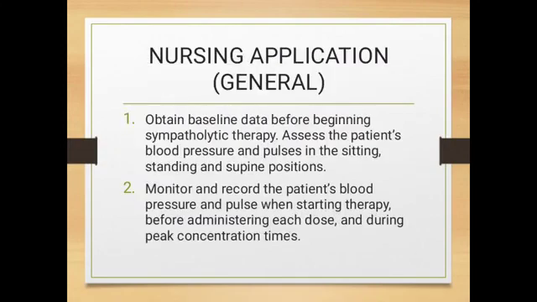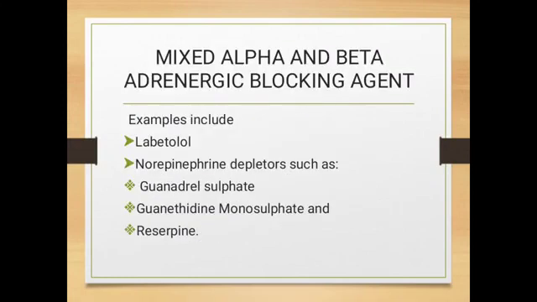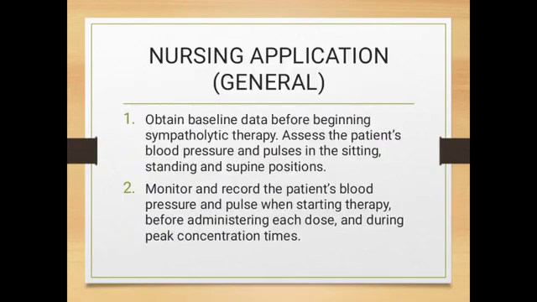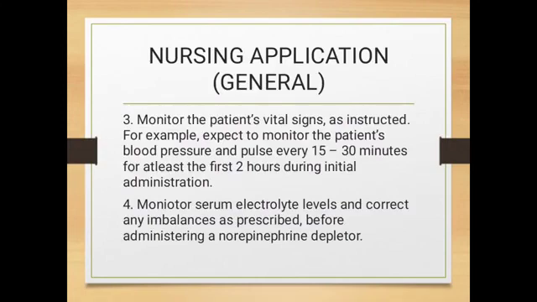Then apart from that, some of the general nursing application that we can talk about from these groups of drugs that we have talked about are such as you need to obtain the baseline data before beginning the sympatholytic therapy, and apart from that, assess the patient's blood pressure and pulse in the sitting as well as standing and supine position. Apart from that, you need to monitor and record the patient's blood pressure and pulse when starting therapy before administering each dose, as well as during peak concentration times.